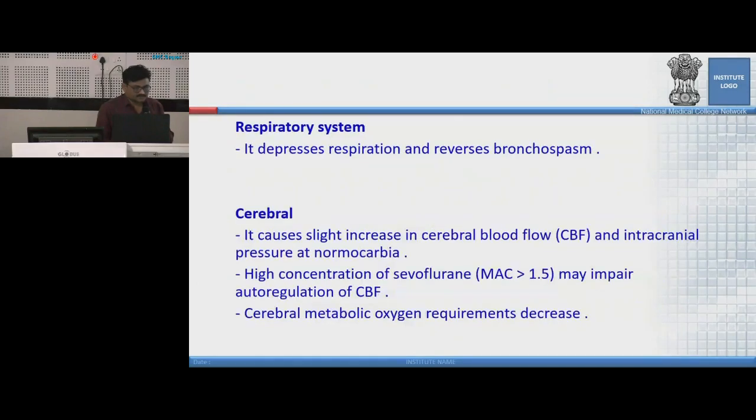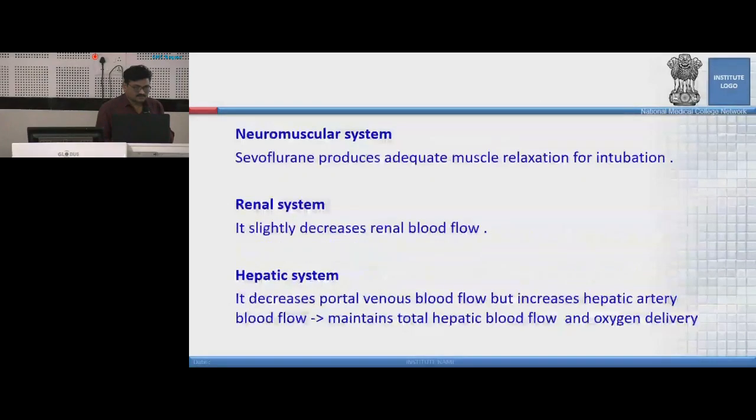Respiratory system, it depresses respiration and reverses bronchospasm. On cerebral system, it causes a slight increase in cerebral blood flow and intracranial pressure. It also impairs the autoregulation of cerebral blood flow. Neuromuscular system, sevoflurane produces adequate muscle relaxation for intubation. In renal system, it decreases renal blood flow. Hepatic system, it decreases portal venous flow, but increases hepatic artery blood flow.